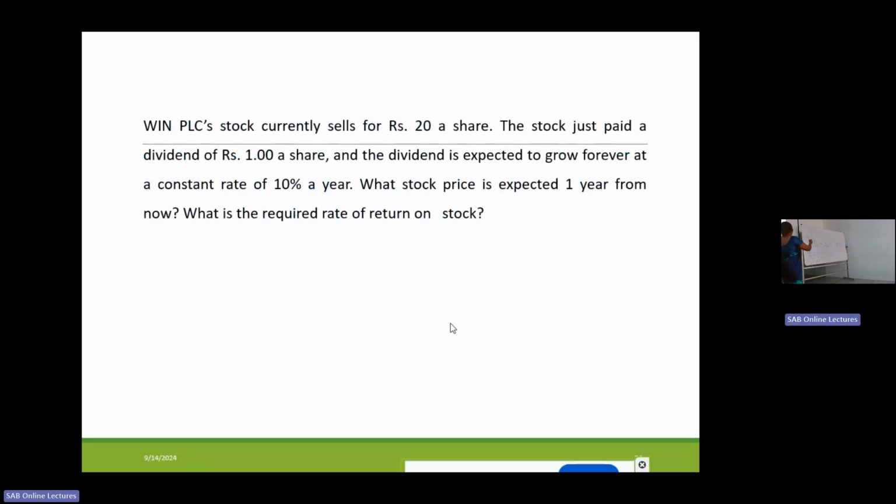Right. Now you can calculate the expected value in 1 year from now. The value in 1 year from now is equal to D2 divided by required rate of return minus constant growth rate. D2 you can calculate by increasing 1.1 by 10%. Then divide by the required rate of return we calculated, 15.5, minus 10%. That is the answer.